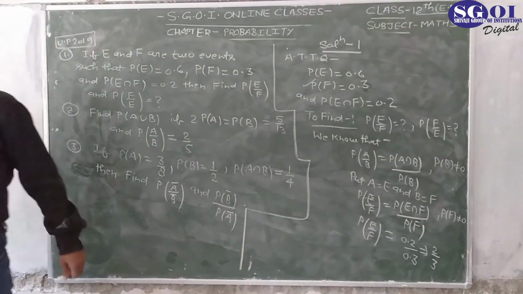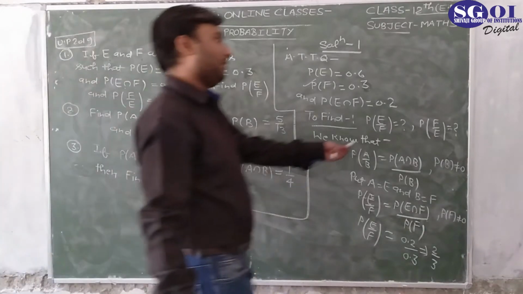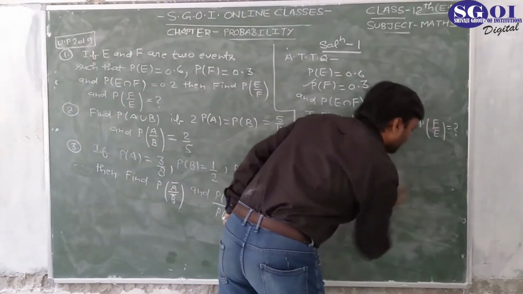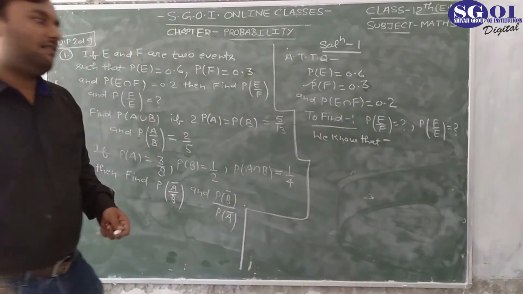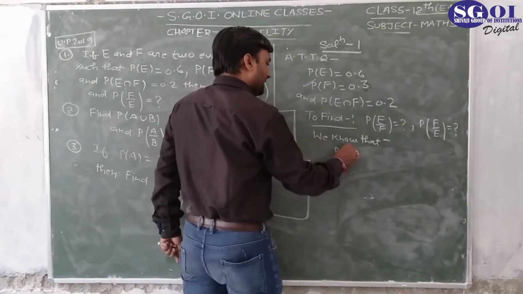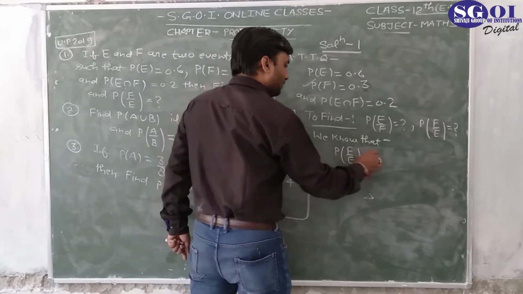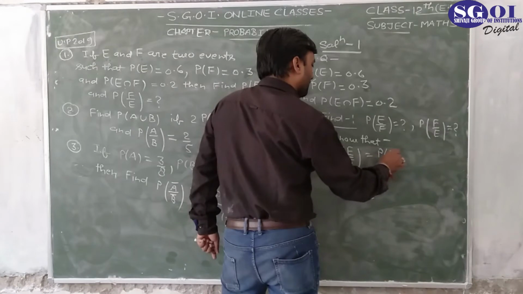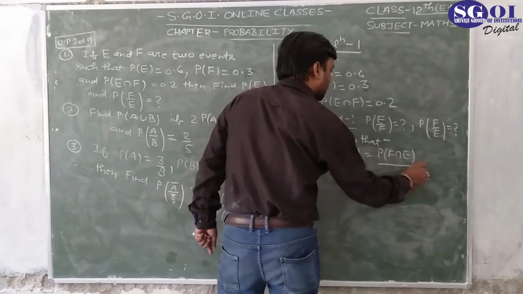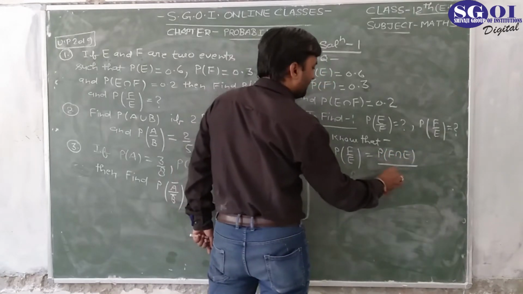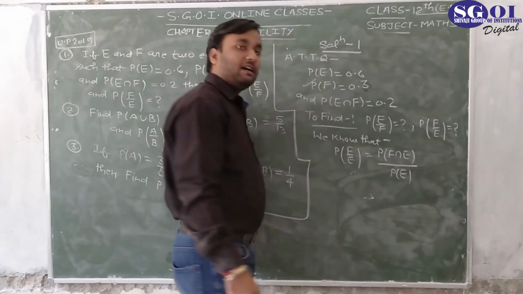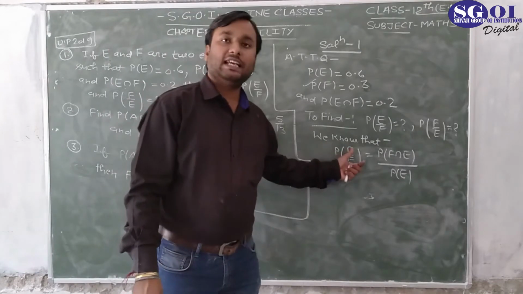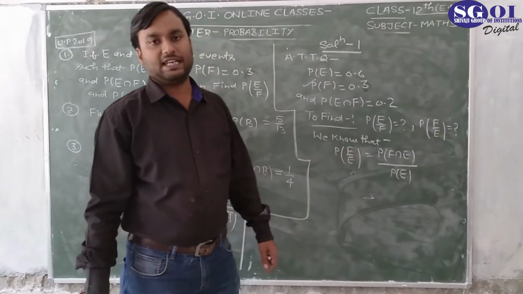This is our first answer. Now we have to find probability F by E. So again, we will use the formula of probability of F by E. Probability of F by E is equal to probability of F intersection E upon probability of E. By this formula of probability A by B, we will put A is equal to F and B is equal to E.